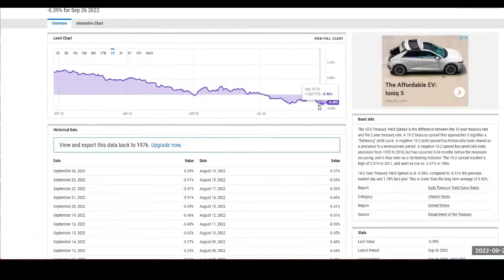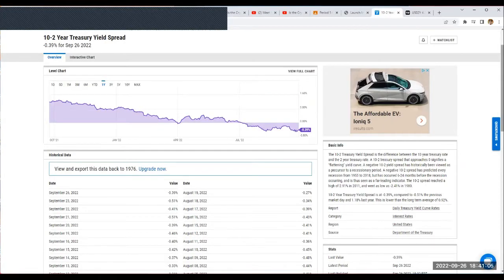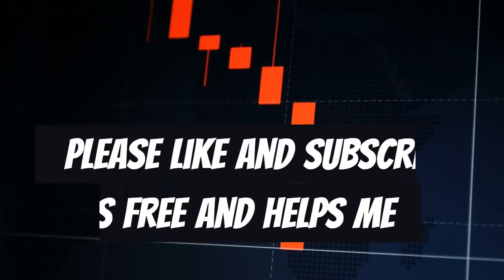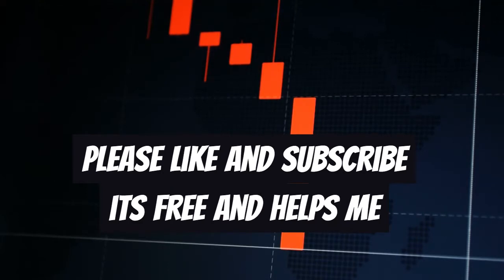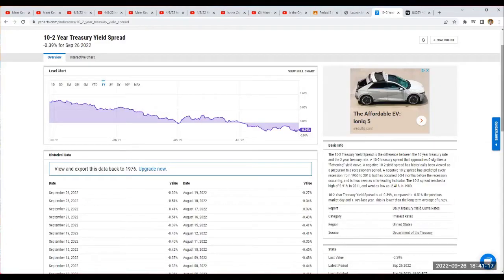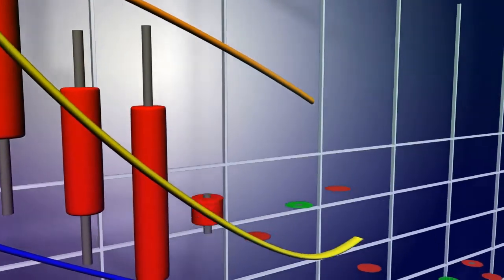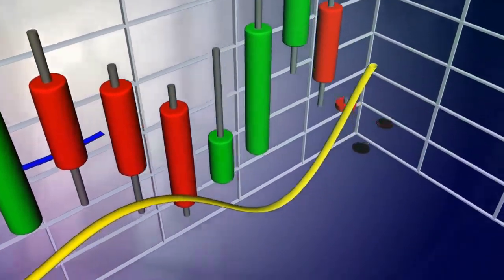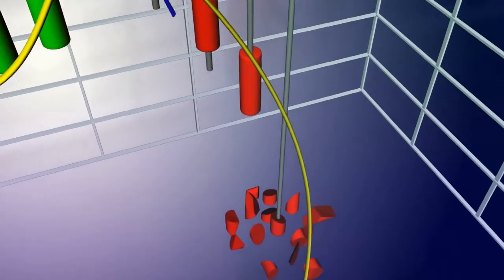So we can see that this is below the 0% line, which obviously means at this point that the 10-year minus 2-year is negative. I'm going to show you that with trading analysis as well. Again, the 10-year Treasury yield spread is the difference between the 10-year Treasury rate and the 2-year Treasury rate. A 10-2 Treasury spread approaching zero signifies a flattening yield curve. A negative 10-2 spread has historically been viewed as a precursor to a recessionary period, and the further it goes negative, the further that happens.